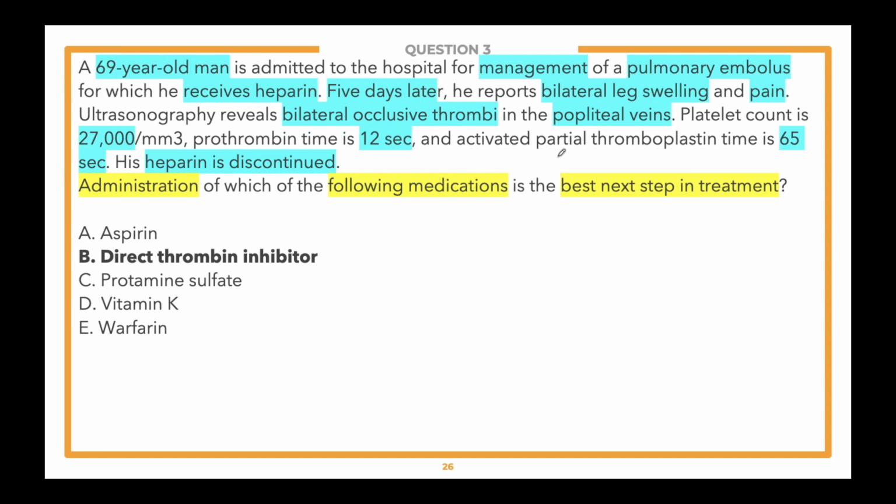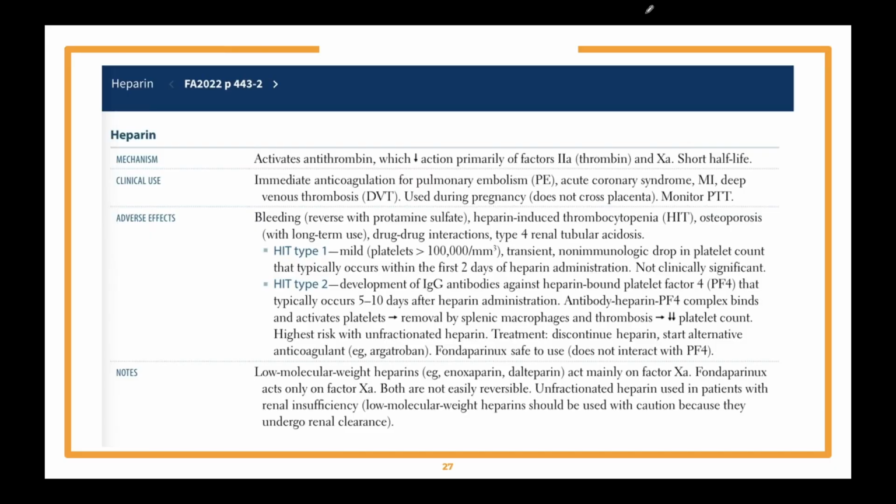Well, if you remember, heparin can actually cause thrombosis. It's called HIT, heparin-induced thrombocytopenia, where patients are at risk for thrombosis. Okay, if we take a look at the next slide, this is our nice table from First Aid talking about heparin. You can see there the information about HIT, heparin-induced thrombocytopenia.